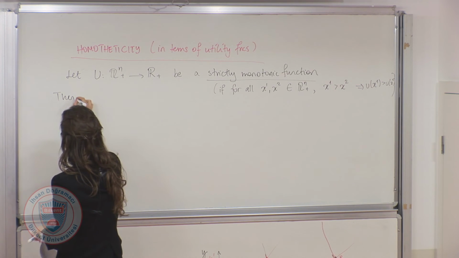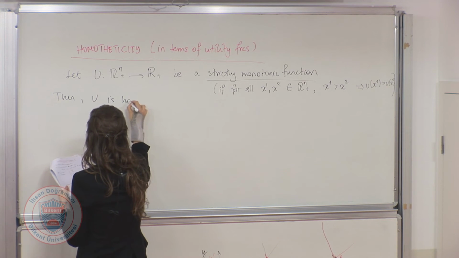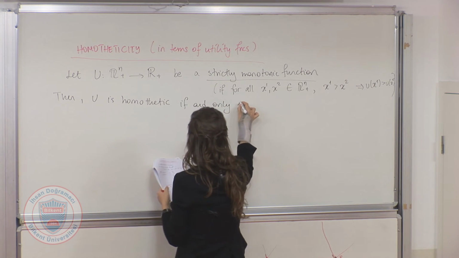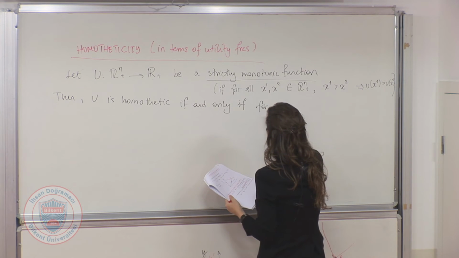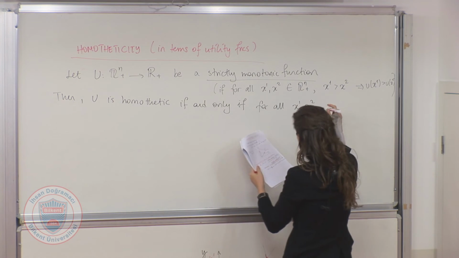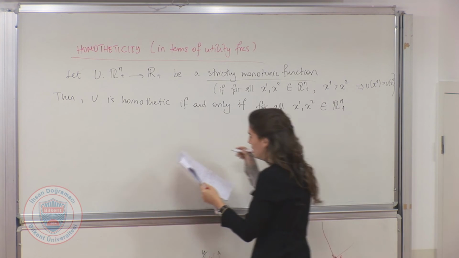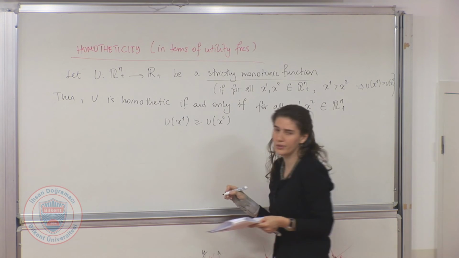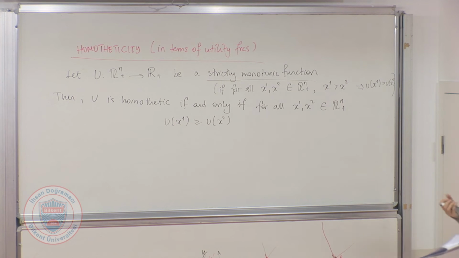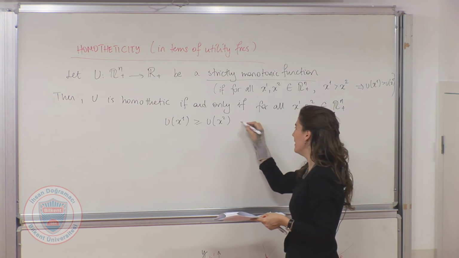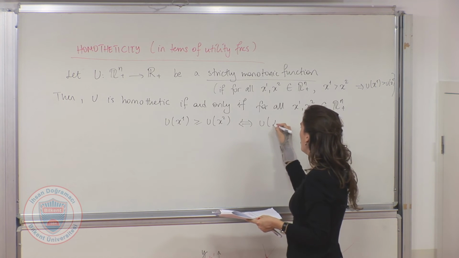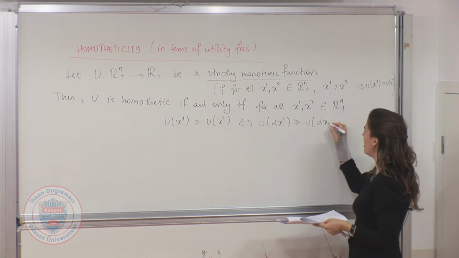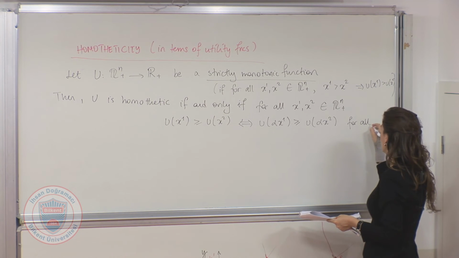Then U is homothetic if and only if, for all x1, x2, elements of Rn plus, U of x1 is greater than or equal to U of x2, that is, if you like one bundle at least as much as the other, then, if and only if, U of alpha x1 is also greater than or equal to U of alpha x2, for all alpha greater than 0.